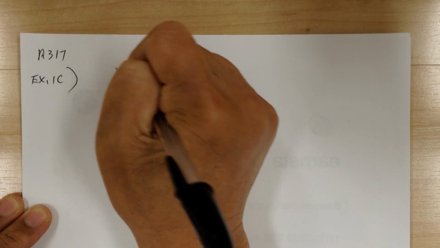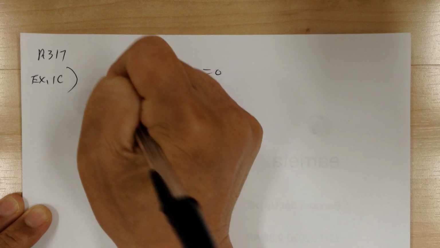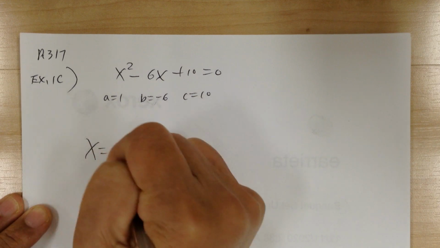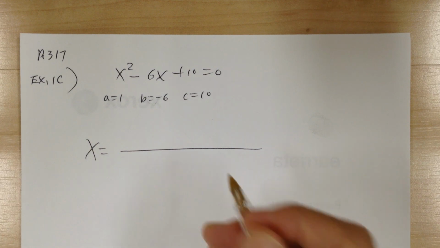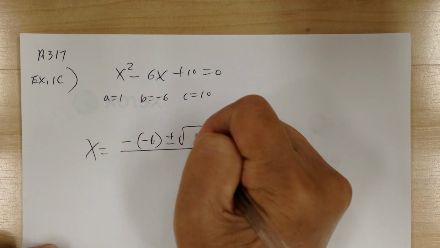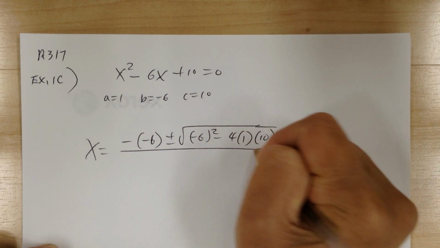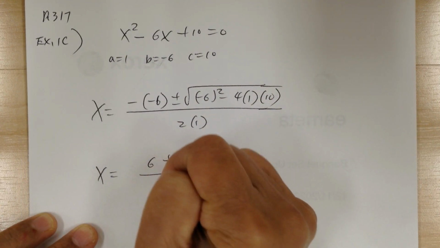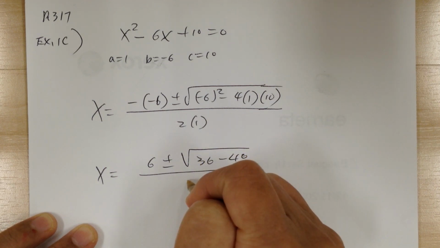Okay, 1c, you have x squared minus 6x plus 10 equal to 0. So a equal to 1, b equal to negative 6, c equal to 10. So x equal to, again, we are using the quadratic formula. So you're going to get negative b plus or minus square root of b squared minus 4ac over 2a. Okay, so x equal to 6 plus or minus square root of 36 minus 40 over 2.